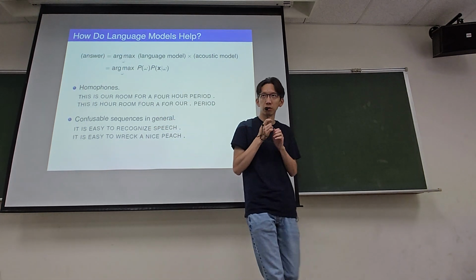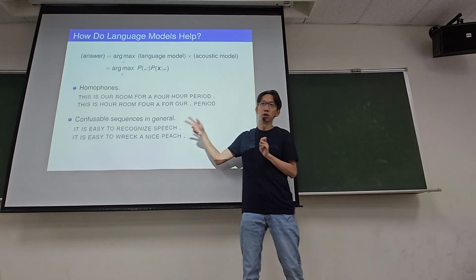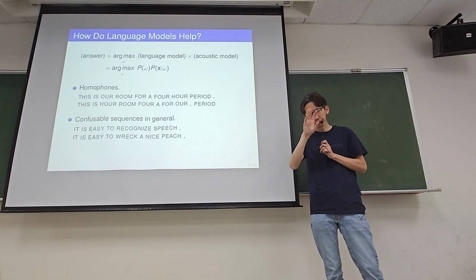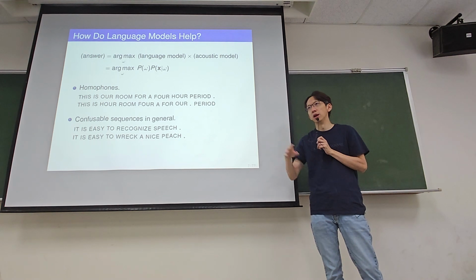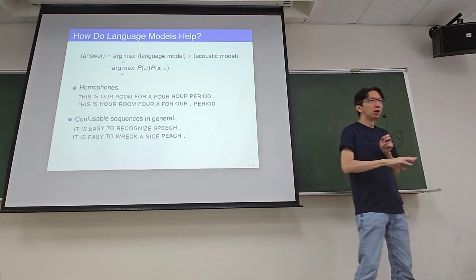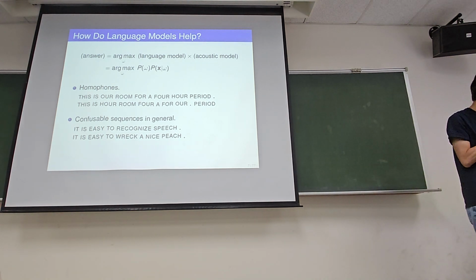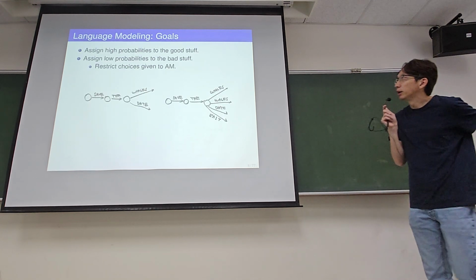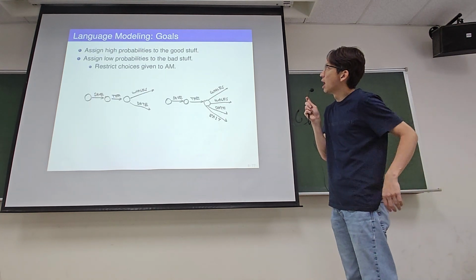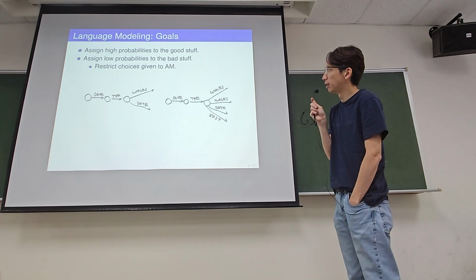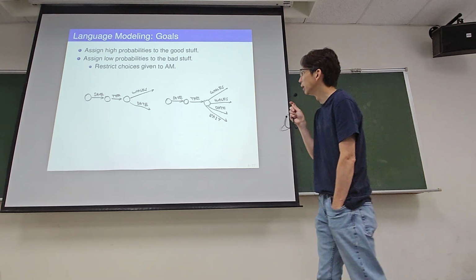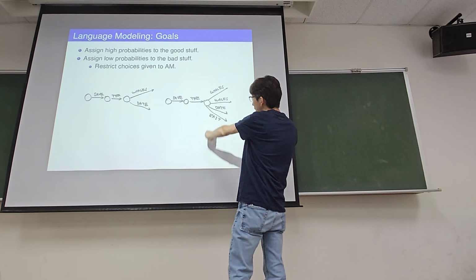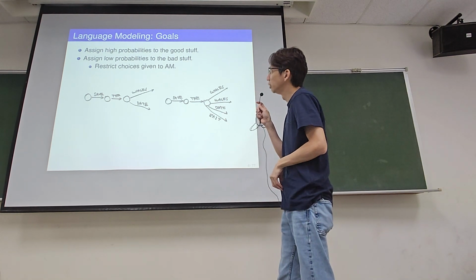So the language model really helps you solve this issue, because the acoustic model comes from the way the signal sounds, while the language model has a prior from what is unlikely or likely. Again, the goal of the language model is to assign high probability to good stuff, meaning things that are more likely, like "save the date", and low probability to the bad stuff.